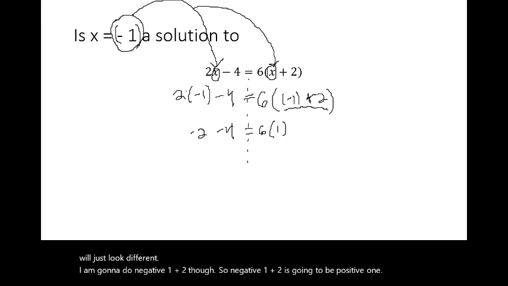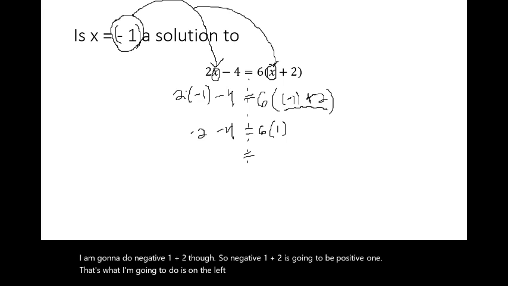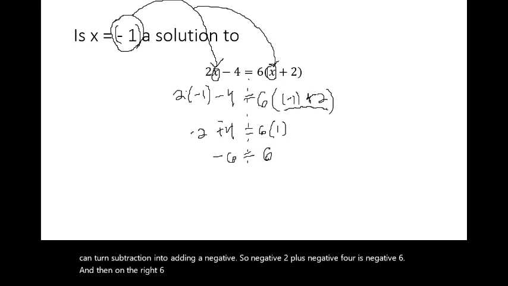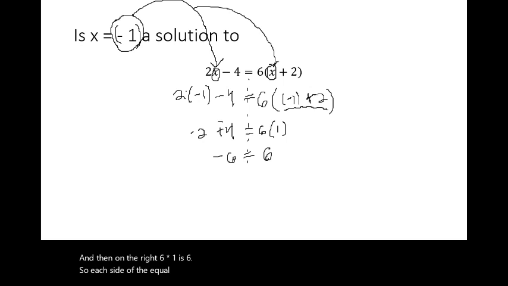Then on the left here, I'm going to do that subtraction. Remember, you can turn subtraction into adding a negative. So -2 plus -4 is -6. And then on the right, 6 times 1 is 6. So each side of the equal sign has been fully simplified, and last I checked, -6 does not equal 6.